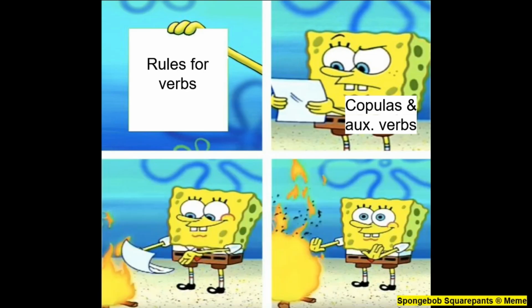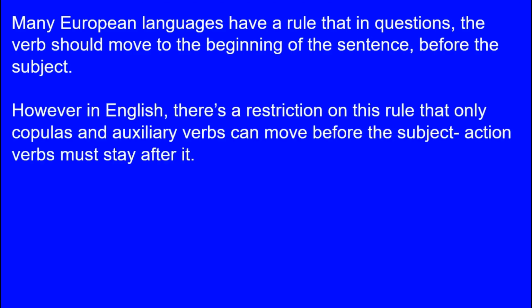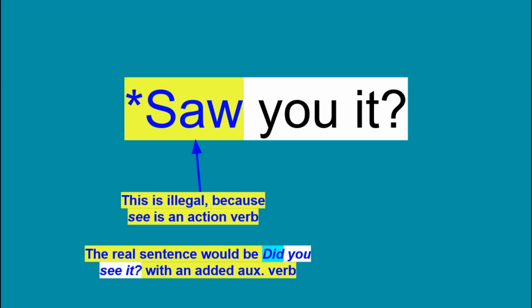It's important to know about copulas and aux verbs because they may have rules of their own separate from action verbs. For example, in many European languages, there's a rule where in questions, the verb moves to the beginning of the sentence. But in English, only copulas and aux verbs can do this, like with the question version of our previous sentence, will I see it? That's grammatical because will is an aux verb, but saw you it is ungrammatical in English because see is an action verb. Stuff like that can happen.